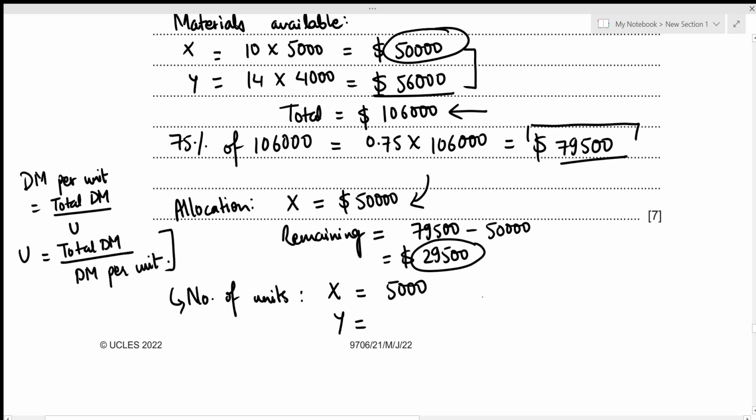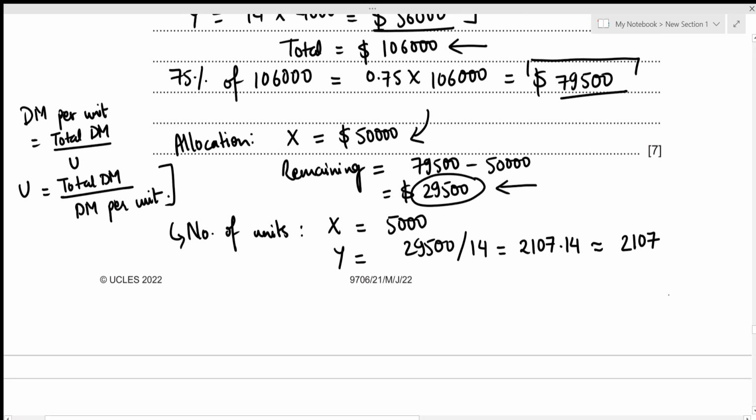Let's do that. So we have the total direct material available of 29,500. And we are told that the direct material per unit for product Y is 14. So we're just dividing it. This gives the total number of units for product Y to be 29,500 divided by 14, which is 2,107.14. Since we're talking about units, we need to round it off. So that's 2,107 units.